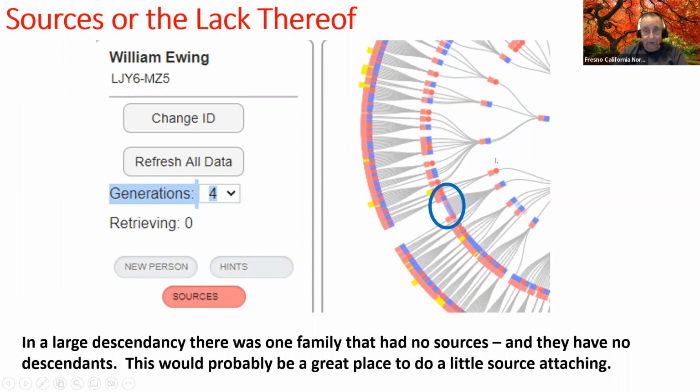And you see one little section here where there's a whole family, and isn't it interesting? No red box for sources, no lines going out here with descendants. So it's probable that these people are people that need to be sourced, and that will probably grow the tree. So when I'm doing sources, I'm usually really looking not for the people with the sources, but for the people without.